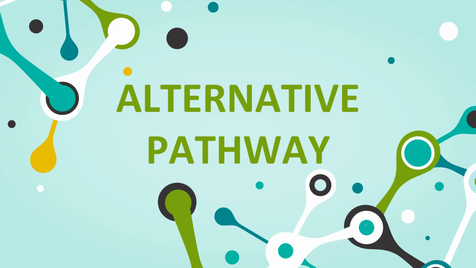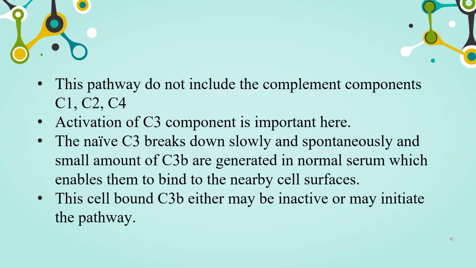Next, we'll see about the alternative pathway. This pathway does not include the complement components C1, C2 and C4. Activation of the C3 component is important here. The C3 breaks down slowly and spontaneously, and a small amount of C3b is generated in normal serum, which enables it to bind to the nearby cell surfaces. This cell-bound C3b either may be inactive or may initiate the pathway.